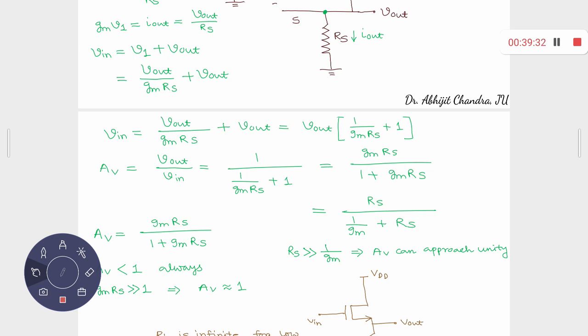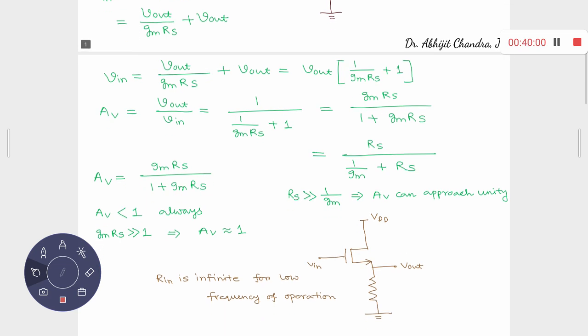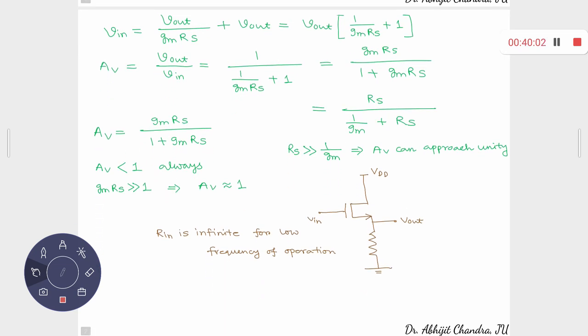Only one difference between this circuit and the common source stage with regeneration. For the common source stage with regeneration, there was a minus outside, and then RD upon 1 by GM plus RS: the total resistance seen between the drain and the AC ground divided by 1 by GM plus the total resistance between the source and the AC ground. Now this time you don't have any minus sign, you have only plus, and the same resistance, RS, here. Input resistance is infinite, since we have applied the input at the gate end.